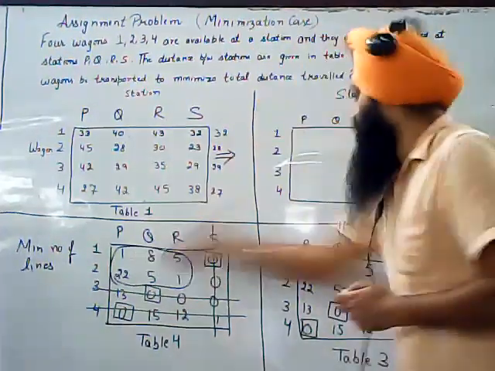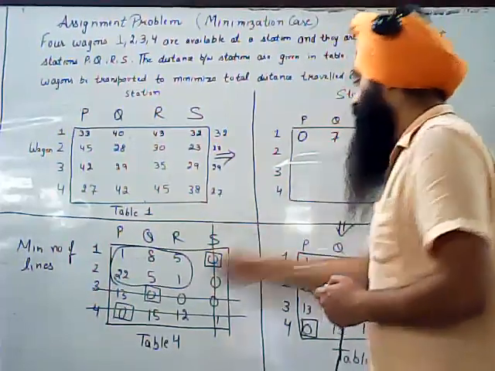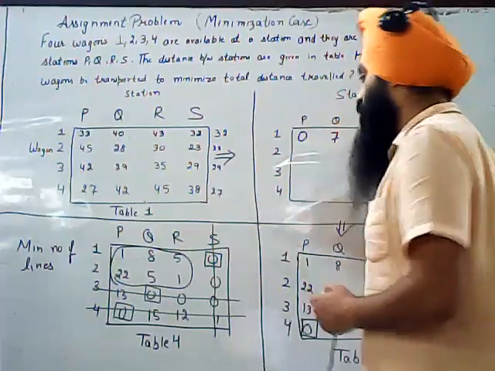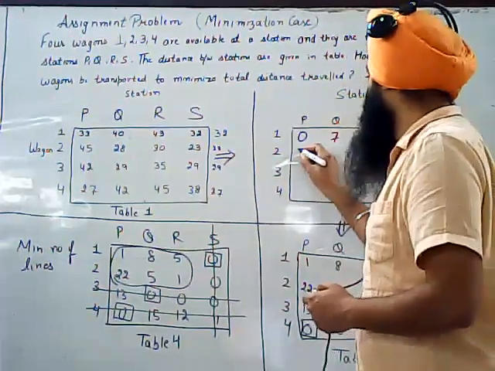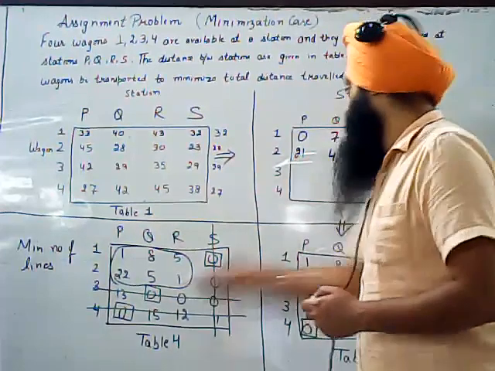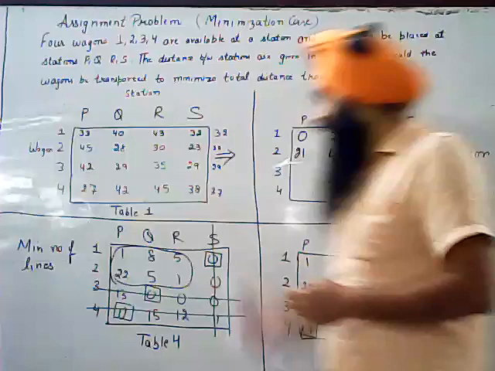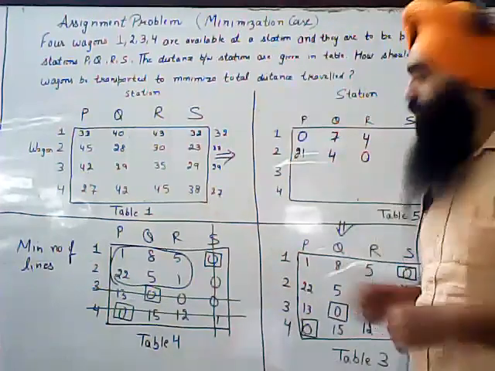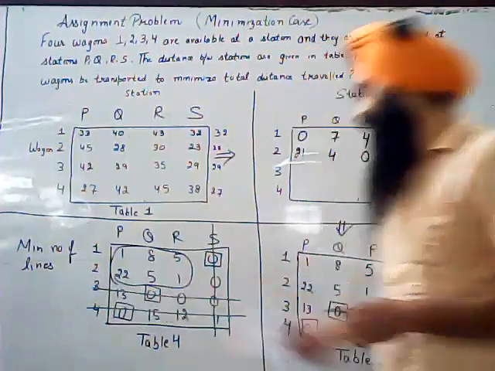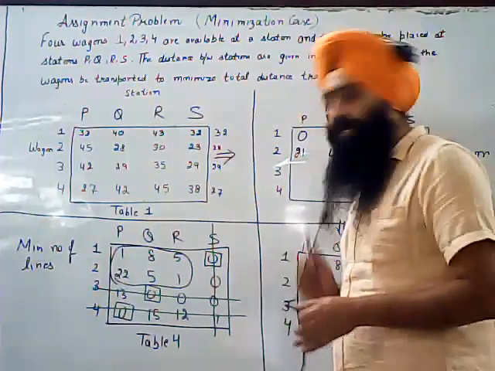So 1 minus 1 will be 0. 8 minus 1 is 7. 5 minus 1 is 4. 22 minus 1 is 21. 5 minus 1 is 4 and 1 minus 1 is 0. The remaining elements are connected with the help of lines. These elements are known as connected elements.